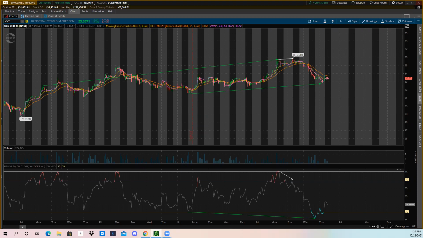So for today, class is in session. We have another episode of Divergency Emergency, and this is basically going to be a walkthrough of different types of divergences and how to read them, how to spot them, and real live examples of how they affect the stock price. We're going to be looking at ticker symbol OXY.